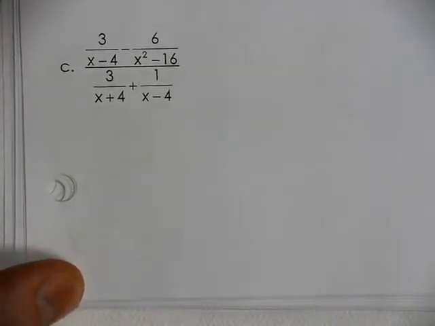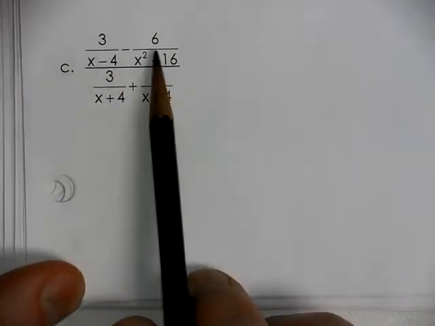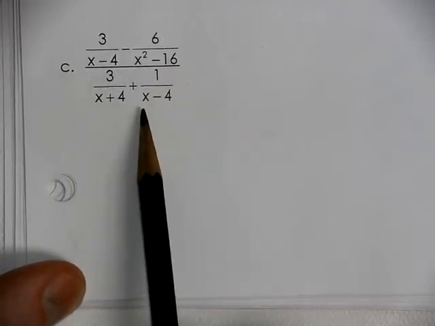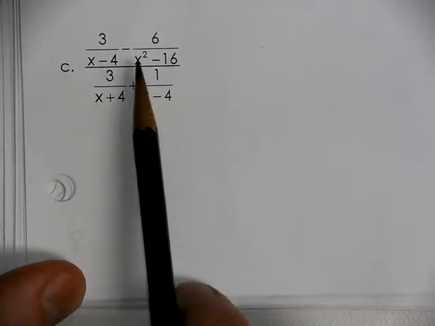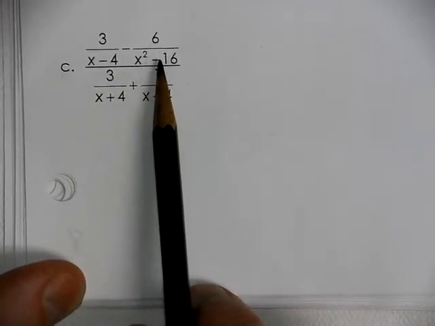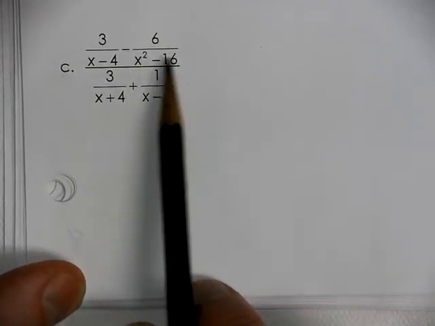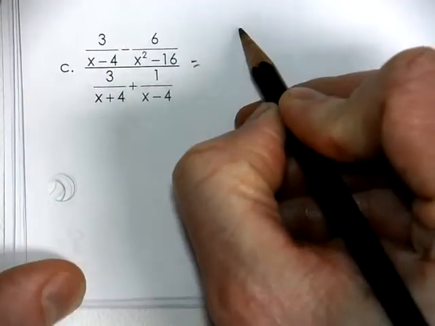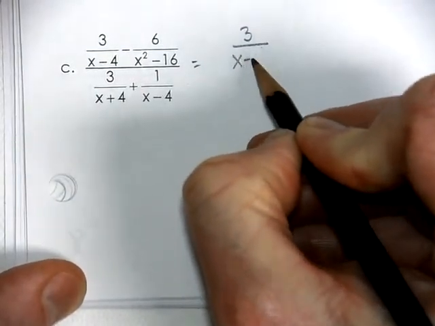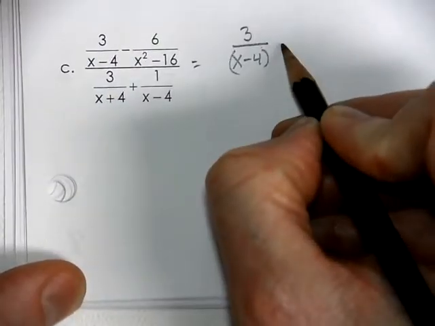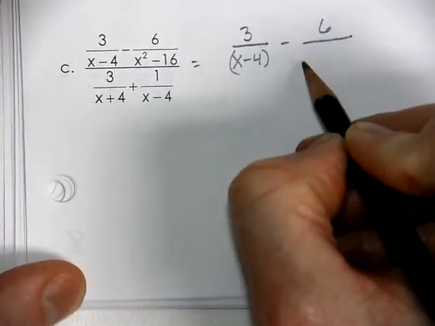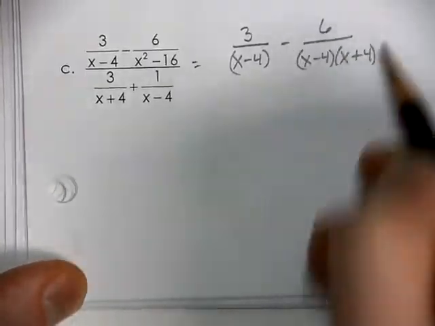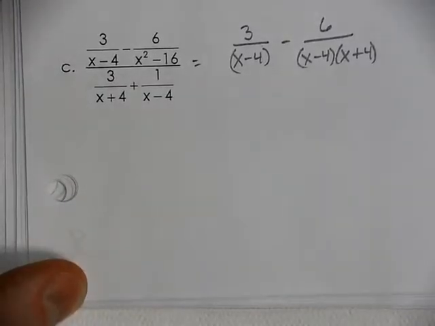Now, looking at this one, you've got to look over it. You notice that it's a complex fraction because it has fractions on top, it has fractions on bottom. You notice that the denominator here can be factored apart. So I would suggest to rewrite this by factoring that one apart.